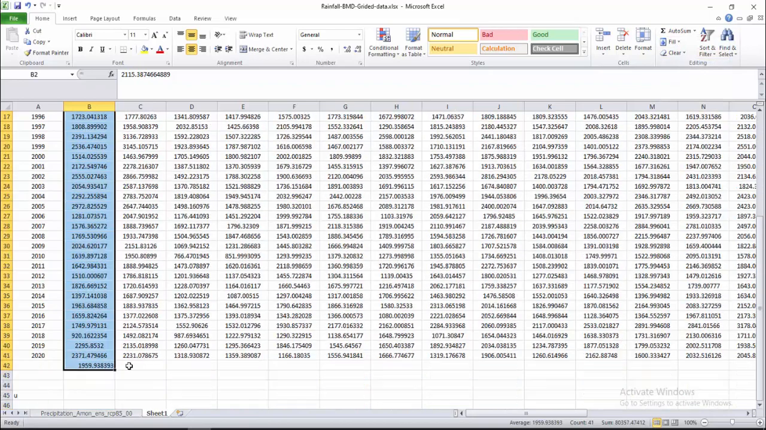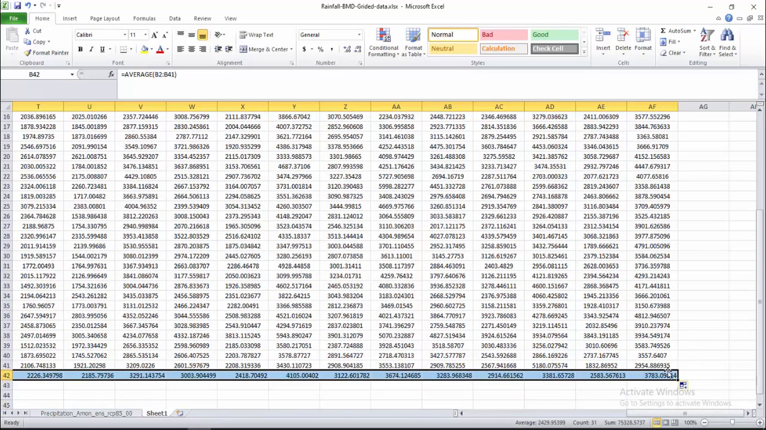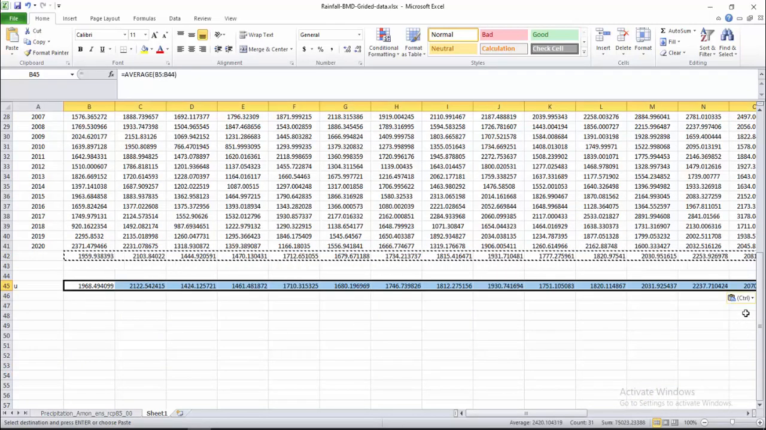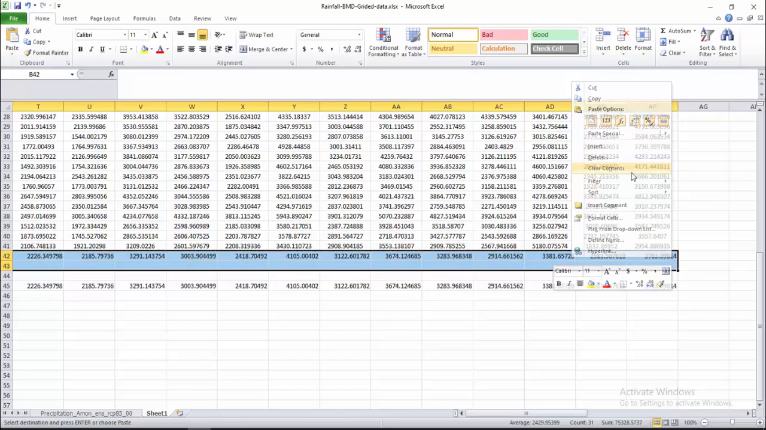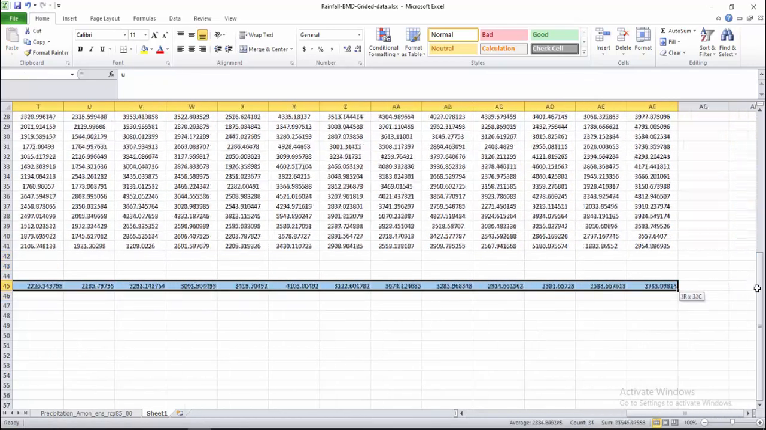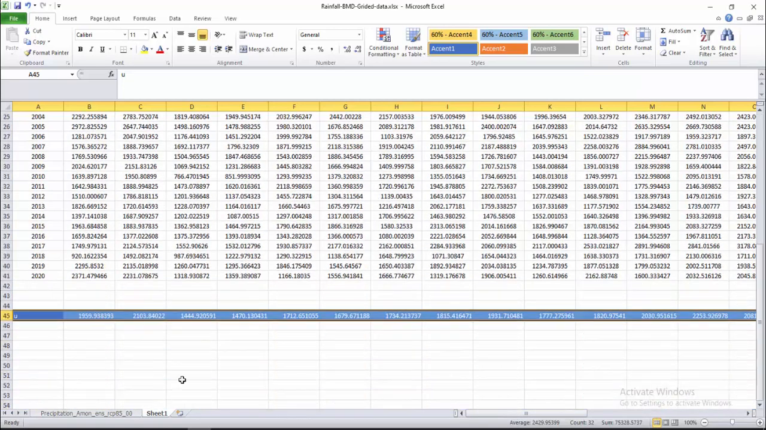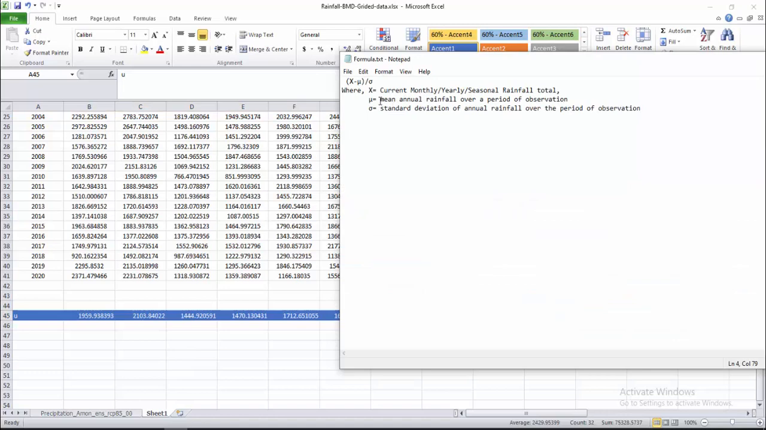Now click here. These are the average values of all the stations during the period of 1981 to 2020. Now select, copy and then paste here, only numbers, then clear this content. Now I want to highlight this by changing color. Let's insert this color. Our one data is calculated already. Here you see the mean annual rainfall over a period of observation. That means the average annual rainfall over a period of observation is already calculated, which we denoted by mu.